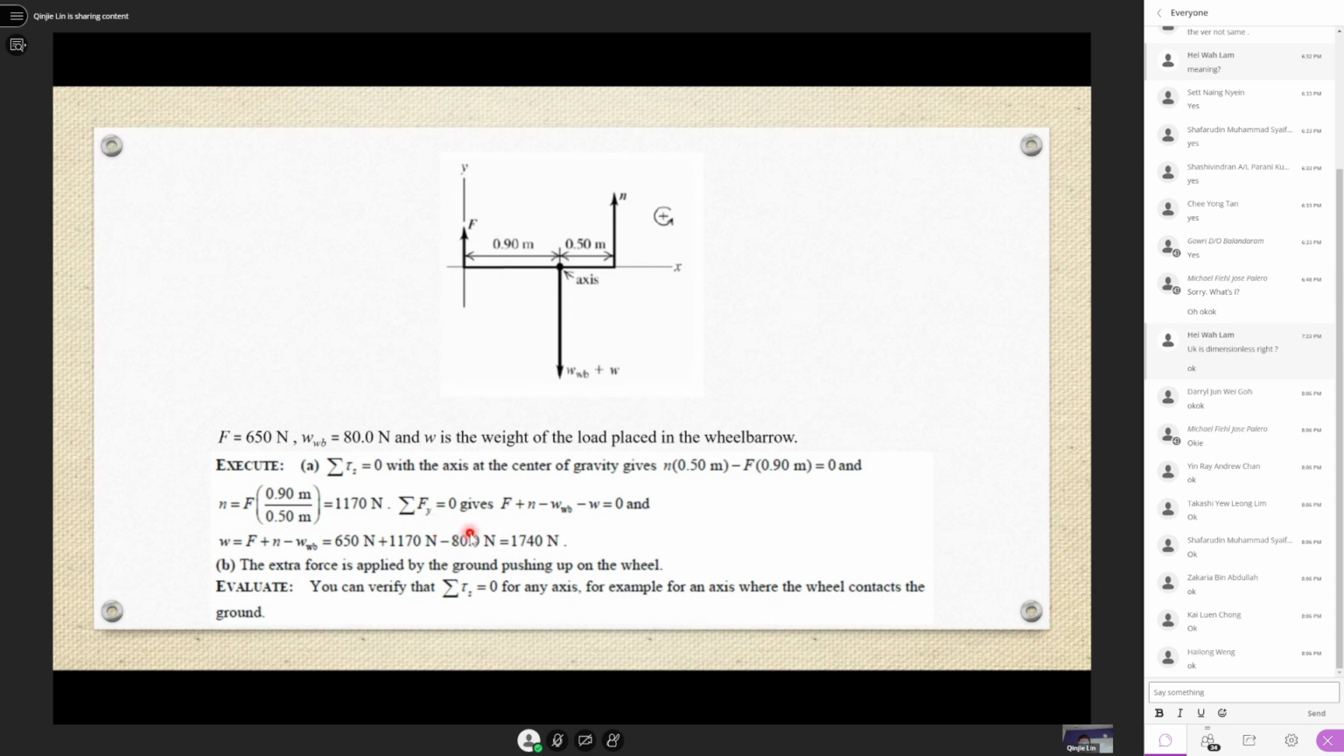After this, you'll just take summation of forces in the Y direction, which will give you F and N pointing upwards. That's why plus. Then the other two are pointing downwards. One is the weight of the wheelbarrow, one is the weight of the load. And the whole thing equals to 0. From here, you'll be able to solve for the weight of the load, which tells you you can carry a load of 1740 Newton. So you see, you only need to lift 650 Newton, right? But you can carry a load of 1740 Newtons.